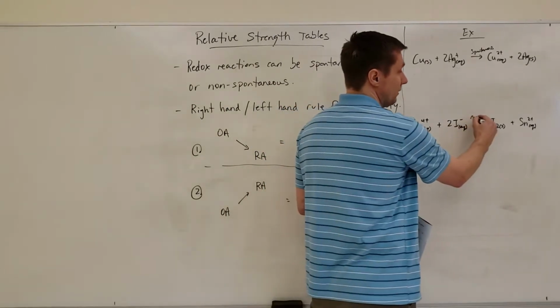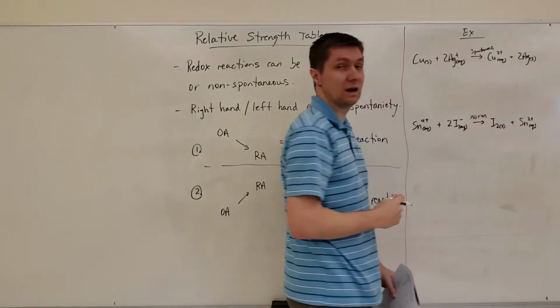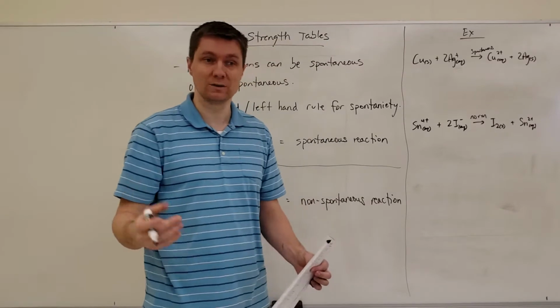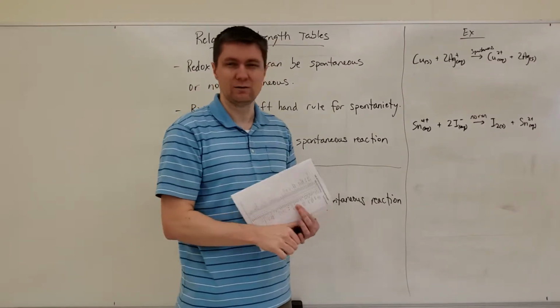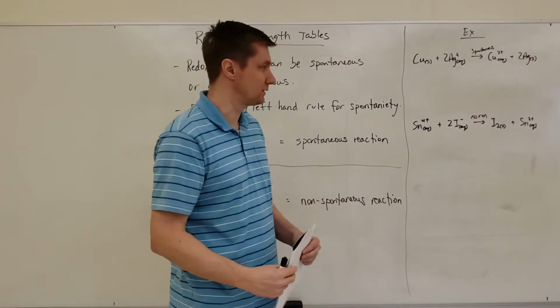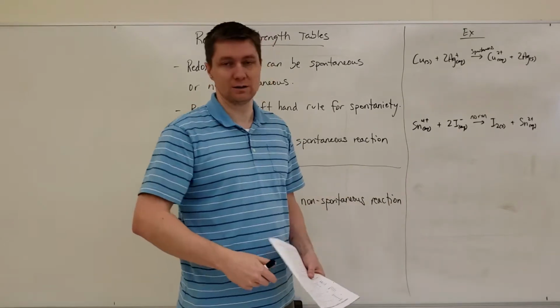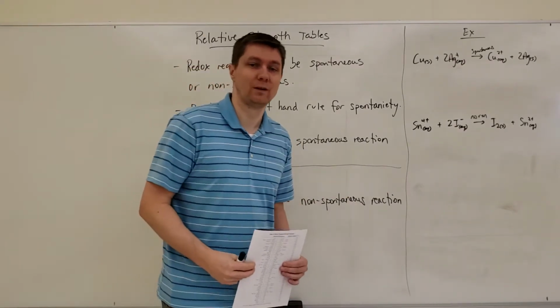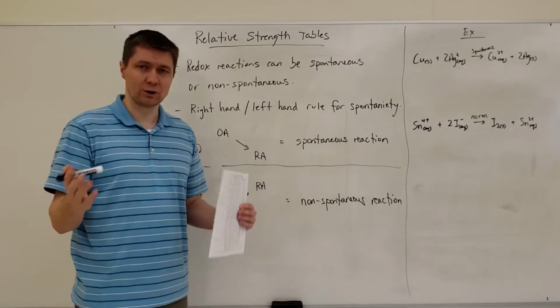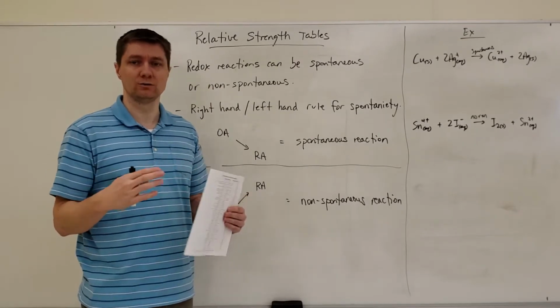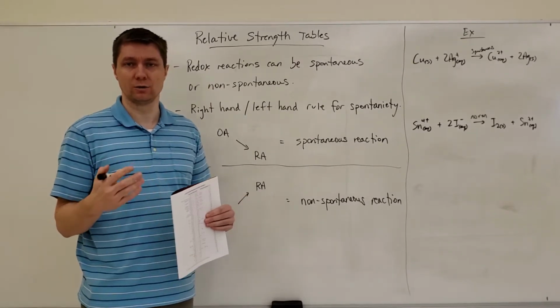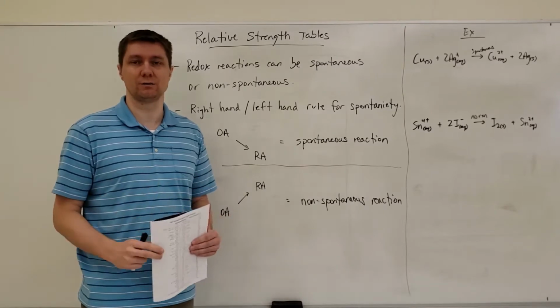Sometimes you'll see written above the arrow, no reaction, or non-spontaneous. If you see something above the arrow like that, don't be surprised. That is a non-spontaneous reaction based on this rule. So what we're going to jump into next is how we can use spontaneity to determine strengths of oxidizing agents and reducing agents.